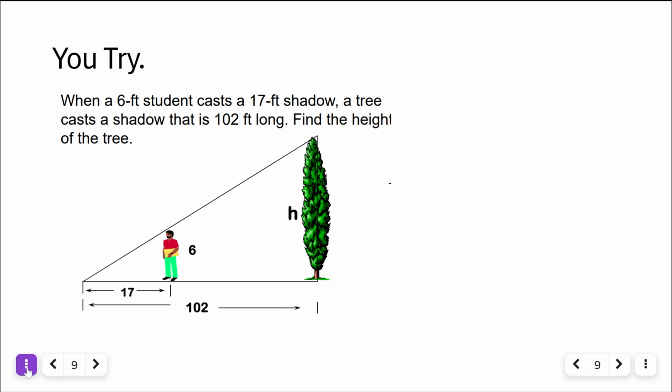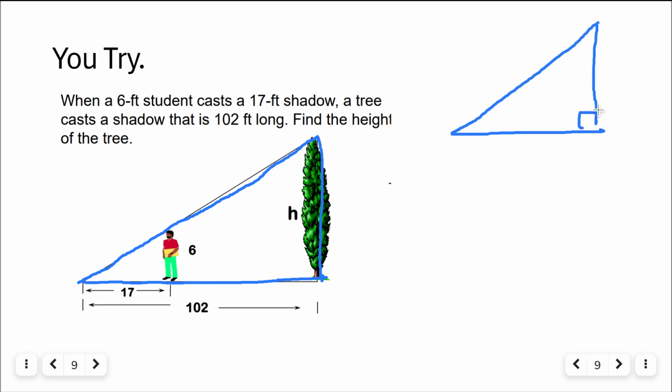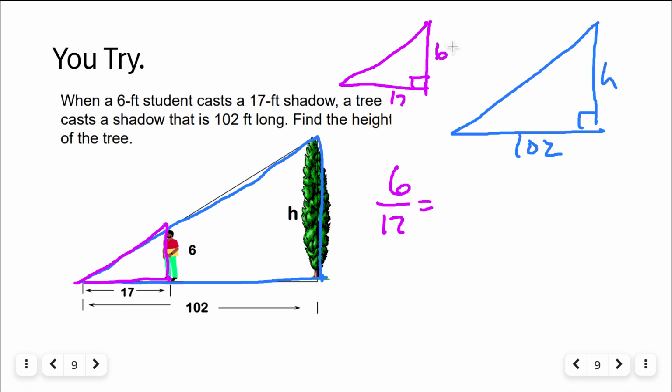Okay, now your turn. So here's the picture. The picture's already been drawn for you. Pick out those two triangles. Draw them out. So there's one. There's the big one. In blue there. H and 102. And then the smaller one in purple. Looks like that. 17 and 6. Okay, now let's set up our proportion. We have 6 over 17 equals 6 lines up with H, 17 with 102.